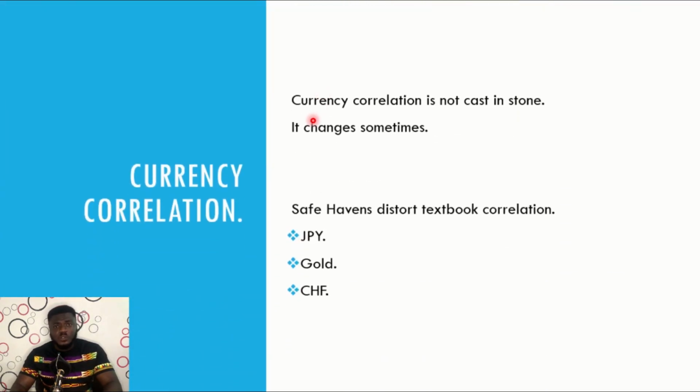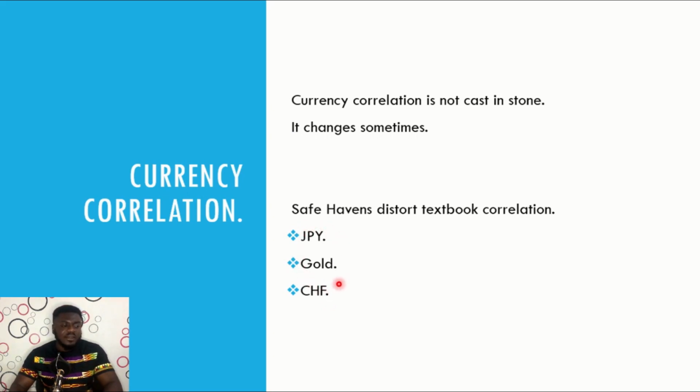So correlation is actually not cast in stone. Correlation changes sometimes, and as retail traders we may never know the reason why. But safe havens are a good reason why we may see correlation change. USD is a safe haven, JPY is a safe haven, gold is a safe haven, CHF is also a safe haven currency. Safe havens basically means that in times of uncertain economic conditions, investors or big investors run to these currencies to seek some sort of rescue.